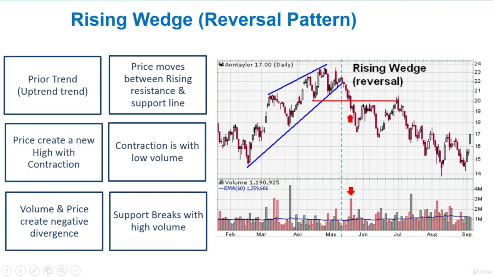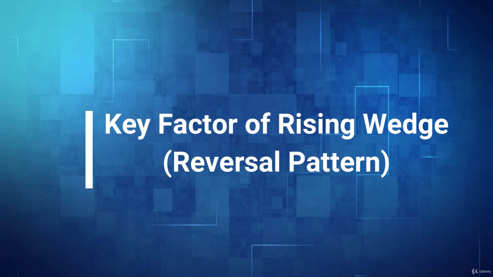When the price breaks down this lower highs trend line, then it is considered to be a valid rising wedge. The breakout is always with high volume and the price target is the distance of the wider portion. Before finalizing the rising wedge, you have to check the key factors.